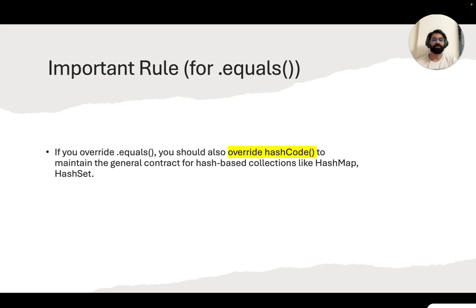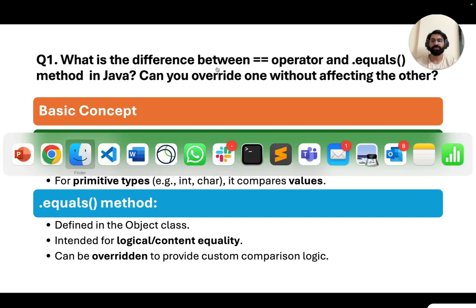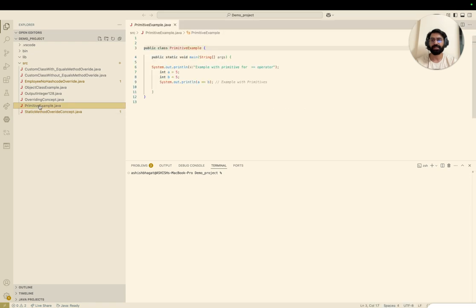Okay, so now let's see some examples in code of how it compares the memory address for objects, and how it compares the value for primitive types like integer and character. So let's go to our IDE. Here I have already created classes.